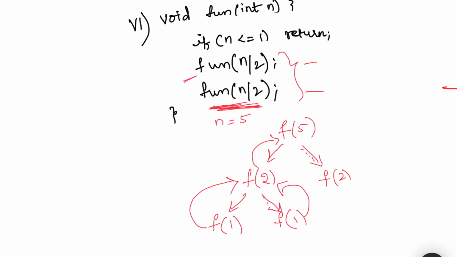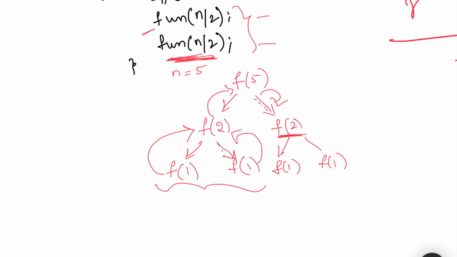That means the first n by 2 call is completed. So it goes for the next function call for n by 2, that is f of 2. This is the same as the left subtree, so similarly we have f of 1 and f of 1. Basically the total number of function calls here is 1 plus 2 plus 4, that is 7. So the function calls depend on the height of the tree. The height of the tree is the number of edges, and at max we have 2, so the height of the tree is 2.